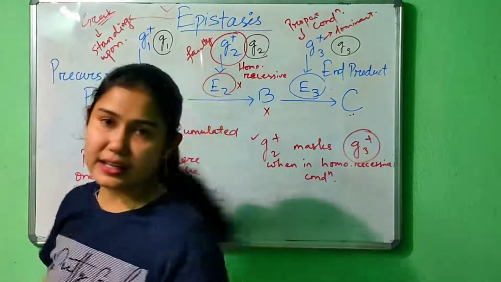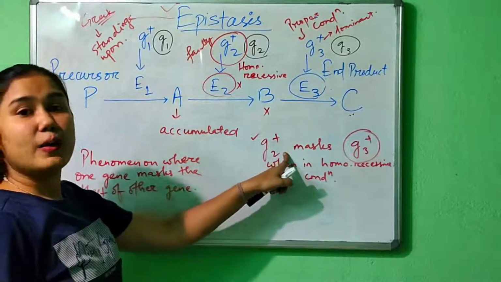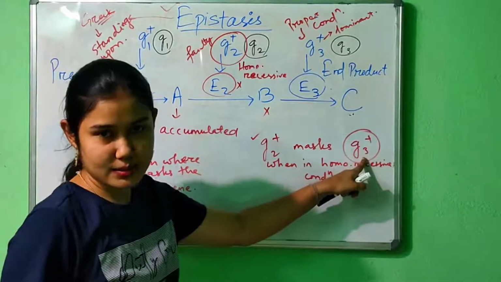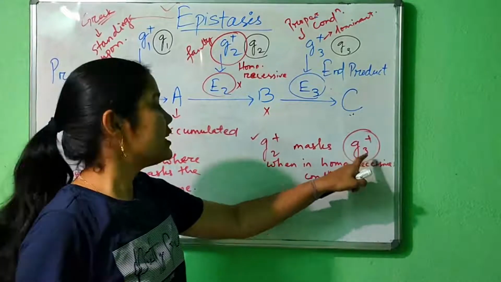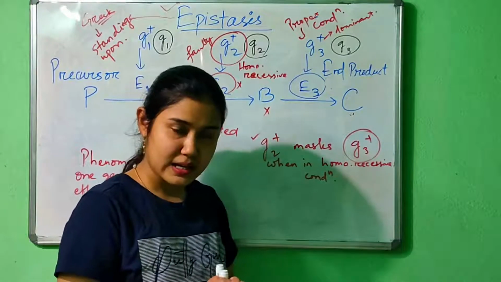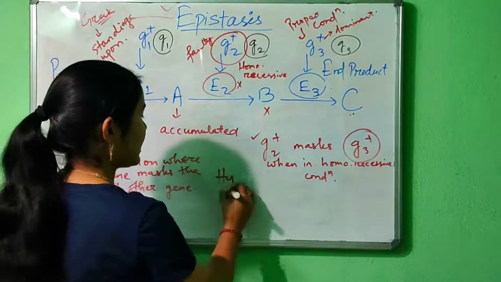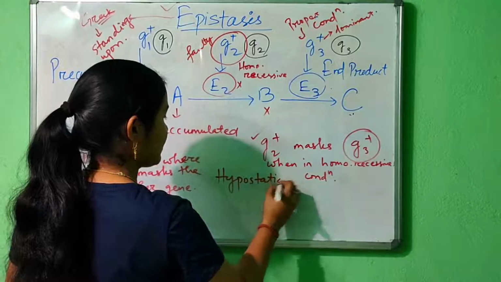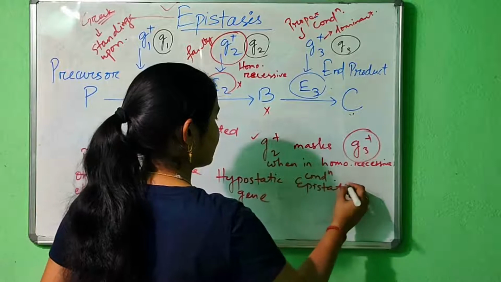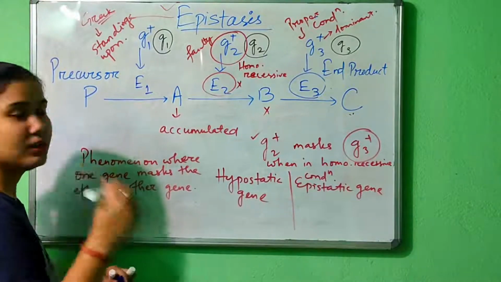So here in our example, G2 plus when present in homozygous recessive condition is standing upon G3 plus, as a result of which G3 plus is not able to express its effect. So here we have two terms. One is the hypostatic gene, and another one is the epistatic gene. We have these two gene types.